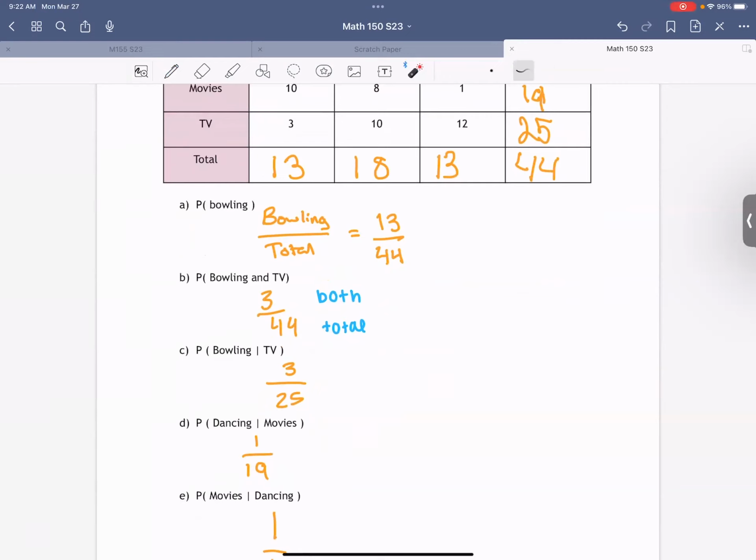All right, moving on to part C, we wanted to find the probability. Oh, this is a conditional one, right? Because there's a line in the middle. So that means we have to actually follow that formula. Gabrielle, you took this one, right? Yeah. Do you want to take us through this one? It was both bowling and TV over just TV. Perfect, right? So both over just TV. Nice job there. Any questions so far?